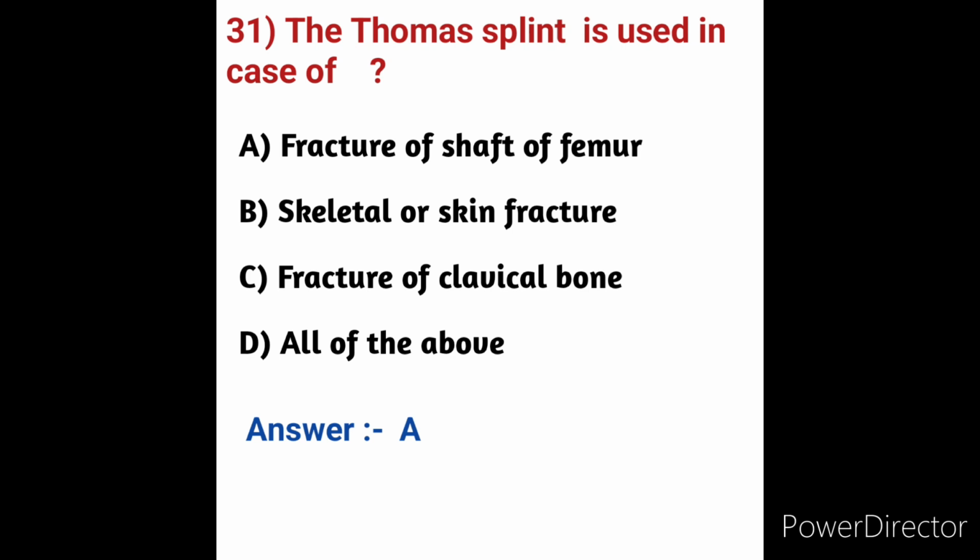The long straight part of the femur is called the femoral shaft. When there is a break anywhere along this length of bone, it is called a shaft fracture. The Thomas splint is used in case of fracture of the shaft of the femur. Here option A is the correct answer. Next we will move on to question number 32.